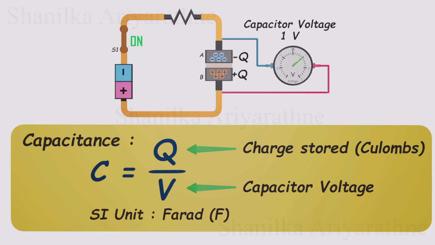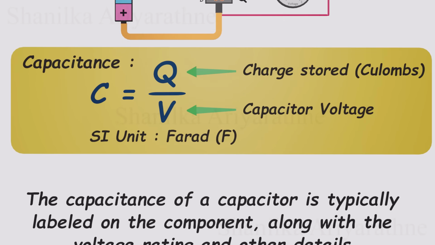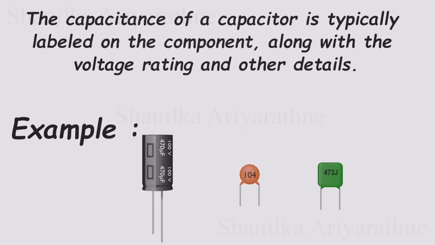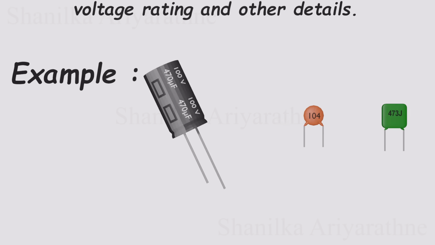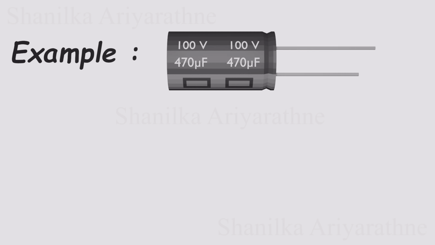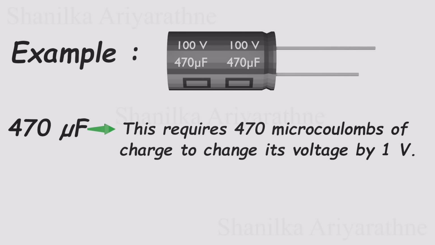The capacitance of a capacitor is typically labeled on the component, along with the voltage rating and other details. For instance, a capacitor might be marked as 100 volts and 470 microfarads. This means the capacitor has a capacitance of 470 microfarads. In simple terms, it requires 470 microcoulombs of charge to change its voltage by 1 volt.